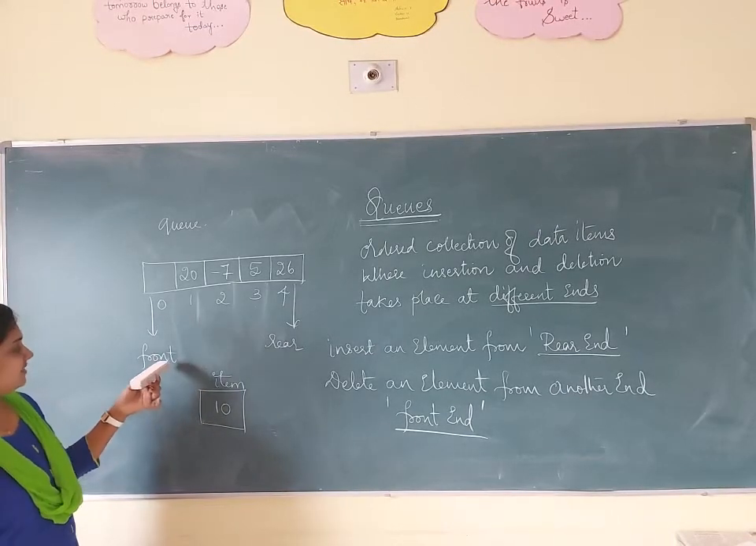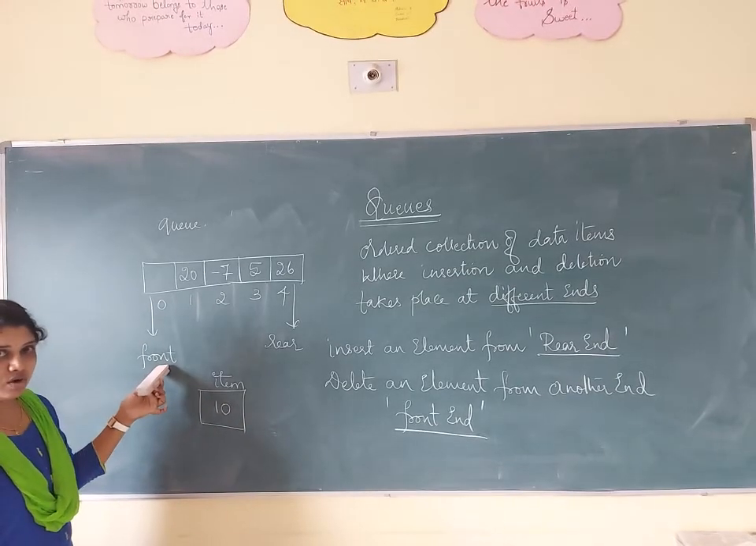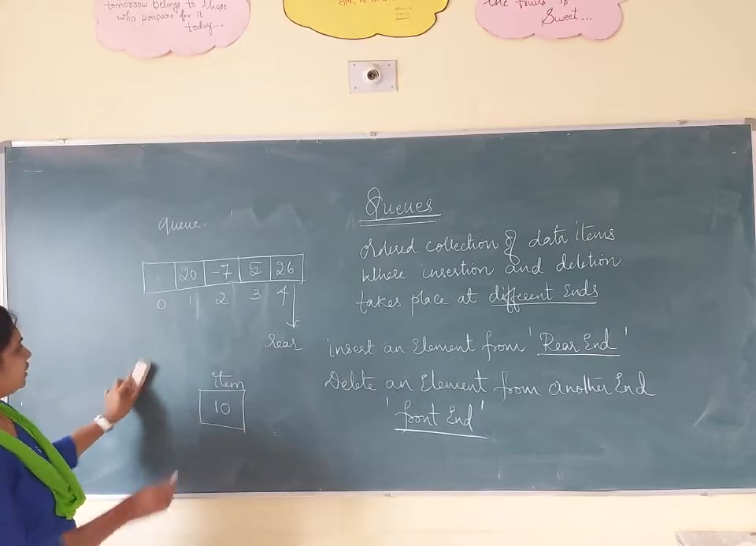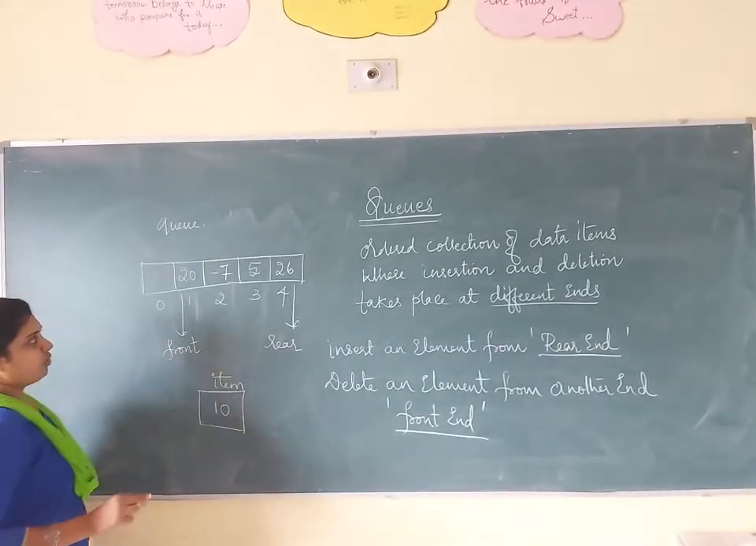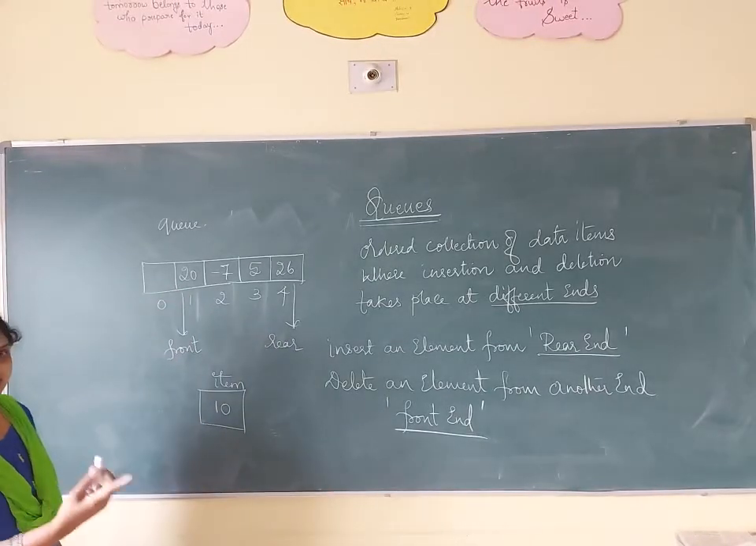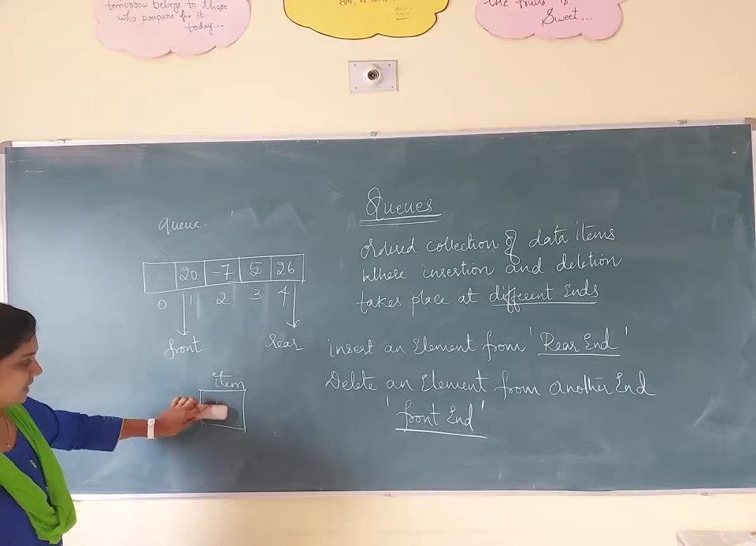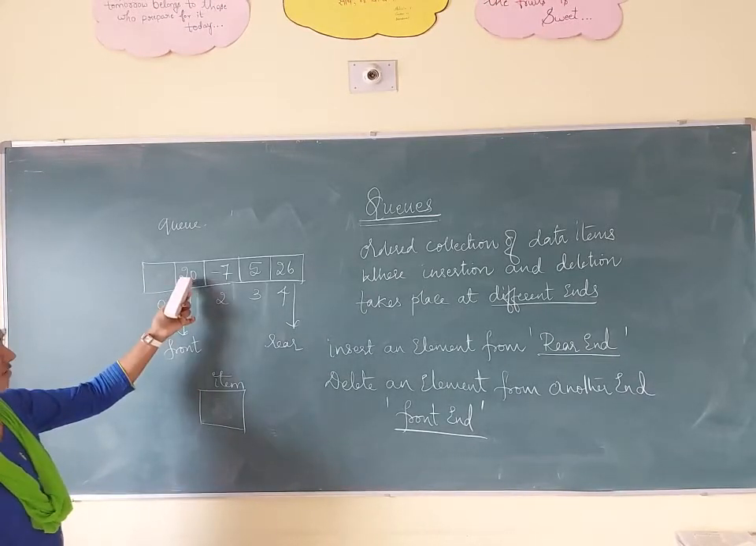Next, what do you have to do? You have to increment what? Front value. See, front is pointing to 0. If you increment front, what will happen? 0 plus 1. Now front is pointing to where? Pointing to the next element. And this will be automatically deleted. Next I am having 20.